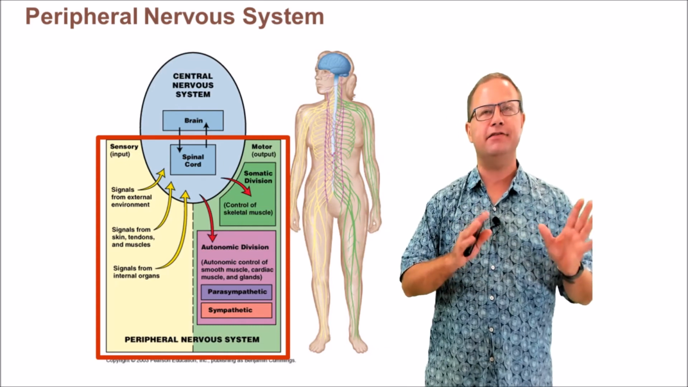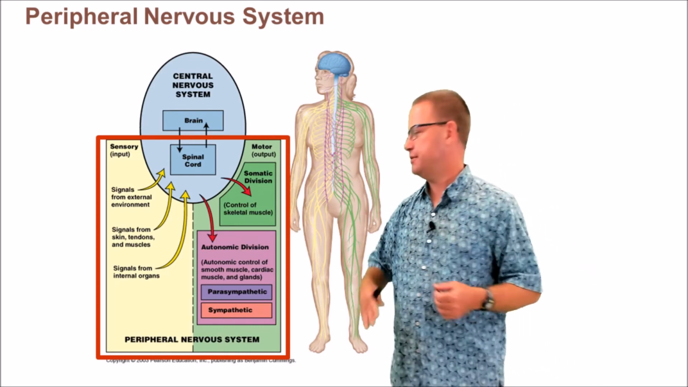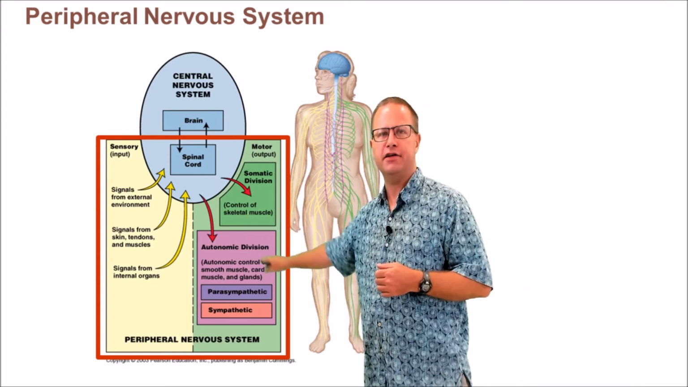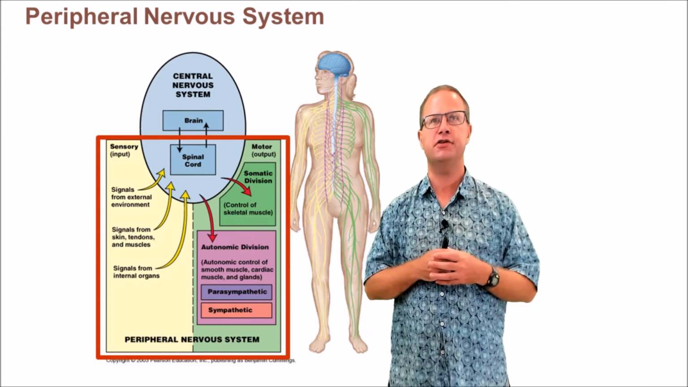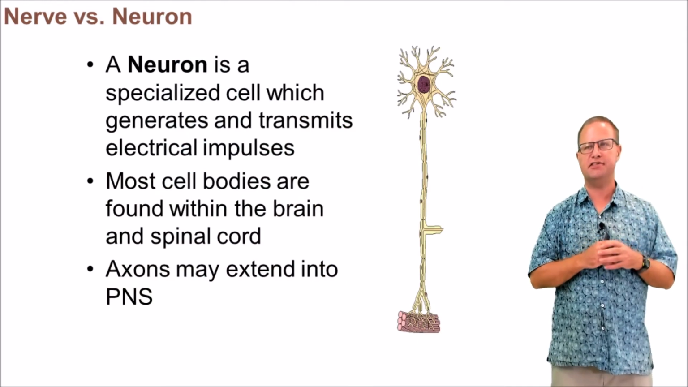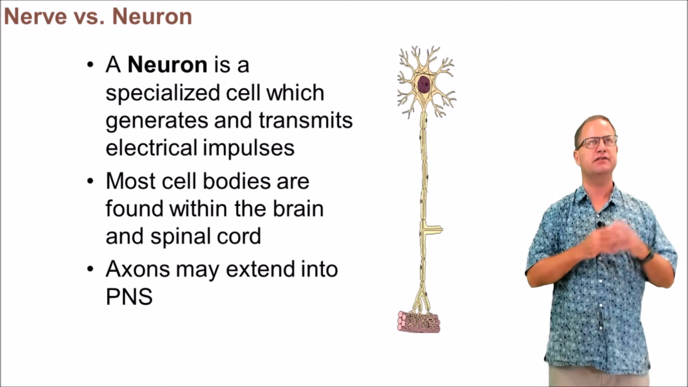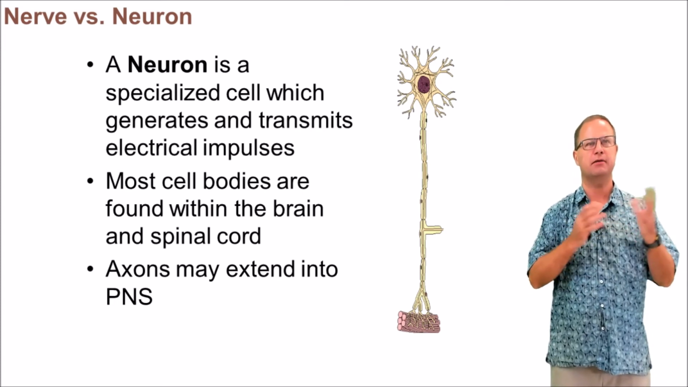The somatic division deals with voluntary skeletal muscle contraction. The autonomic subdivision, on the other hand, involves involuntary body actions, for example, constriction or dilation of the pupils. Okay, while we're on the topic of the peripheral nervous system, I just want to say something about the difference between a nerve and a neuron, because this is a very common misconception among my students.